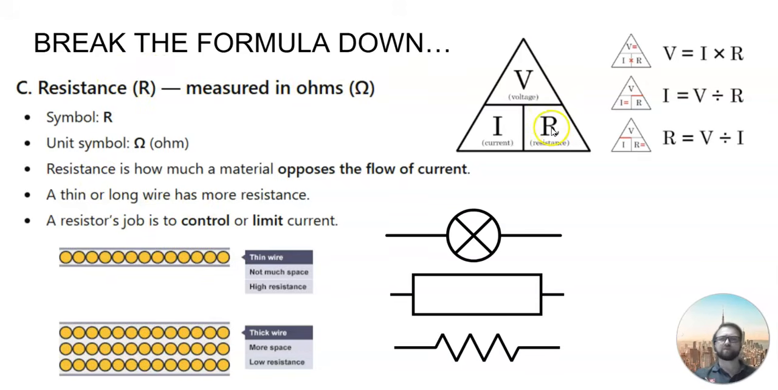Okay, so the last part is resistance. There we go. So we've done voltage, current, now resistance. That is measured in ohm, and we are utilizing the ohm symbol. You can see now, symbol R for our calculations. Unit symbol, when we get the answer, is ohm, written out like that, or utilizing the symbol. Resistance is how much a material opposes the flow of current. A thin or long wire has more resistance. Okay, a resistor's job is to control or limit current.